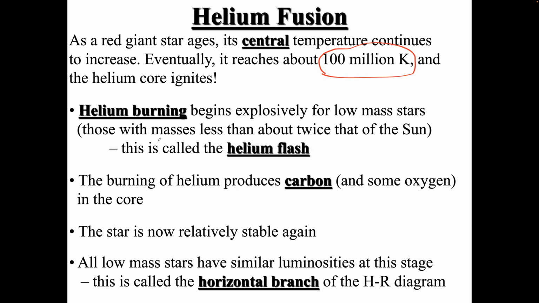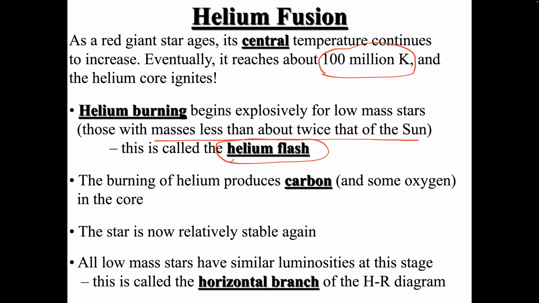That is for masses less than about twice that of the sun. So this basically happens for these stars in the lower right-hand corner of the HR diagram. And we have a specific name for helium burning in these low mass stars. We call it a helium flash, right?